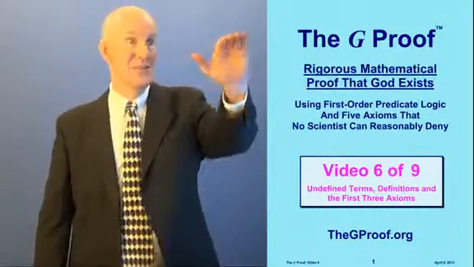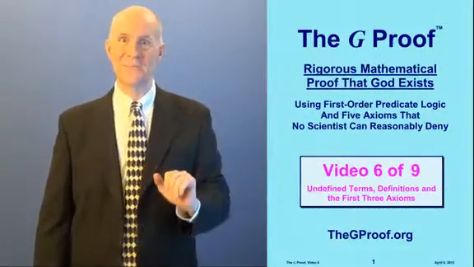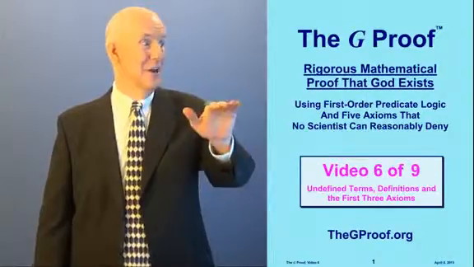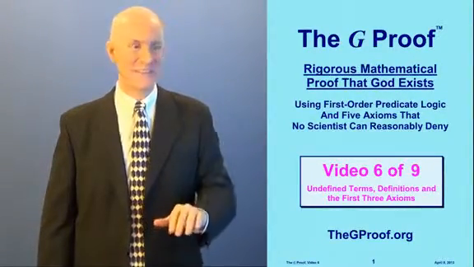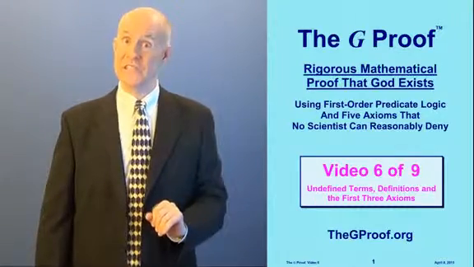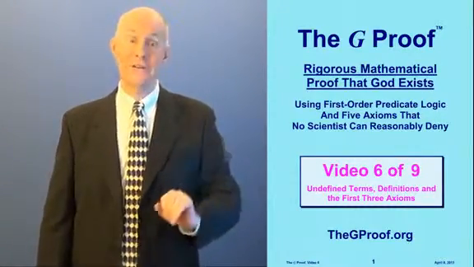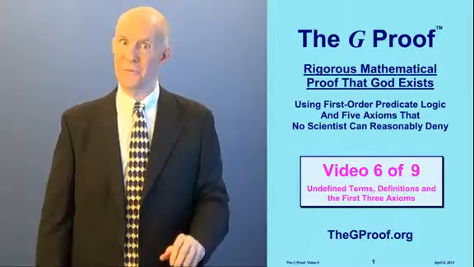Welcome back again to the G proof, our rigorous mathematical proof that God exists using first-order predicate logic and 5 axioms that no scientist can reasonably deny. This is video 6 out of our 9 videos: undefined terms, definitions, and the first 3 axioms.